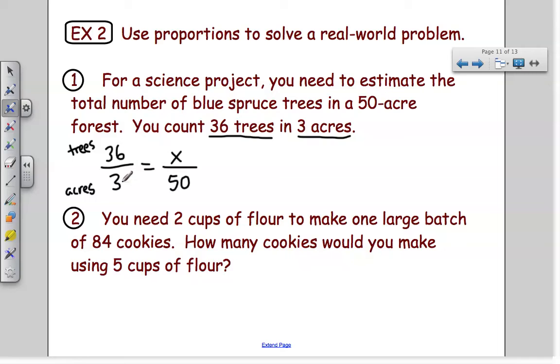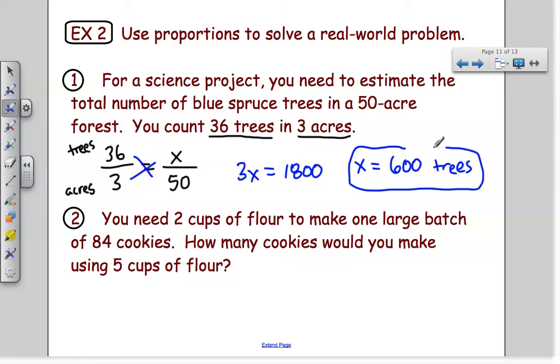Okay, 36 trees in 3 acres, how many trees in 50 acres? Let's see. So 3 times X is 3X, 36 times 50 is 1,800. Divide by 3, and it looks like we're getting about 600 trees. This is what we would expect to see in 50 acres. Again, setting up a proportion, solving for what we needed.